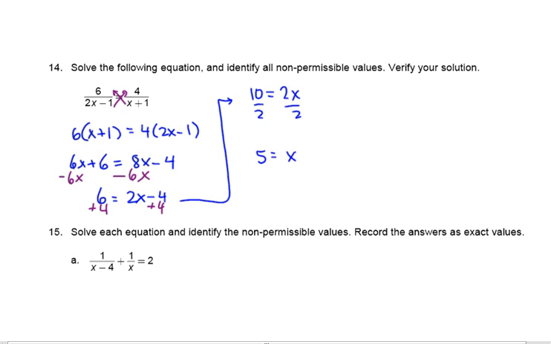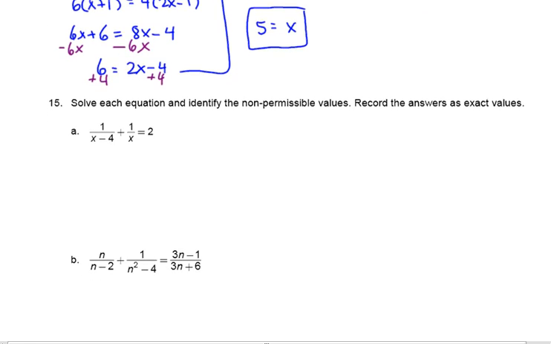Now, we're actually not done, because what do we have to state? Which you should probably state in the beginning. Non-permissible values. So what are they? 1 over 2 and negative 1. So is our solution okay? Yeah. If not, we call it extraneous. Okay.